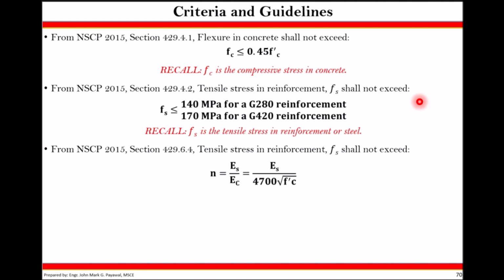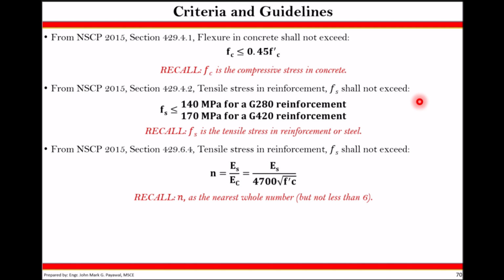Sample computation for the modular ratio. n = Es over Ec. Es would be 200,000 megapascals. And Ec for normal weight concrete would be 4,700 lambda multiplied by the square root of f'c. But in here, lambda has been taken to be 1.0. In case there will be other values, you can apply your knowledge on a different value for Ec.